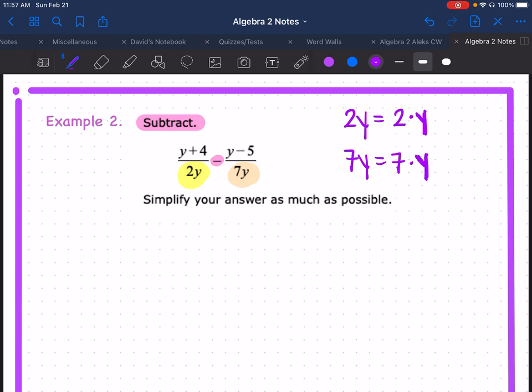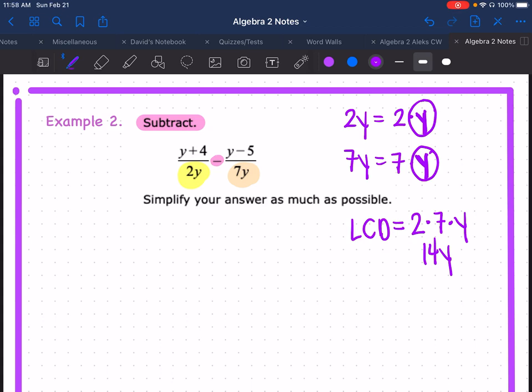So I don't have to say 2 times y times 7 times y. I only need the y that they share once. So my LCD is going to be the 2 times the 7 times the y that they share. I only take what they have in common once. Sometimes it's nice to circle what they have in common. That might not be a bad idea. Let's circle what they have in common, and we only take it once. 2 times 7 is 14, so my LCD is 14y.